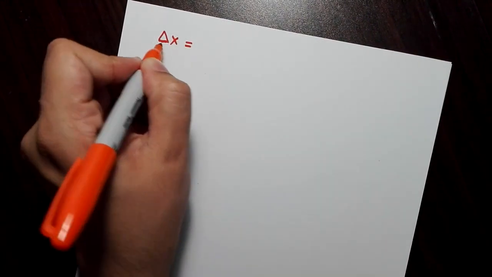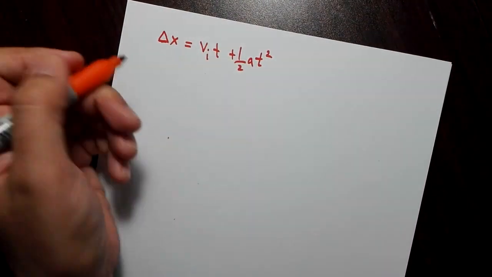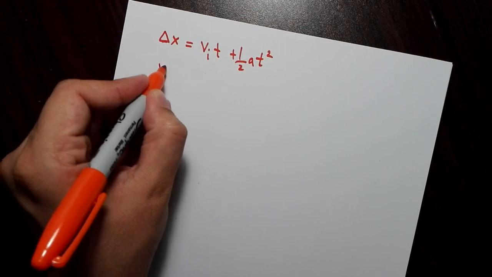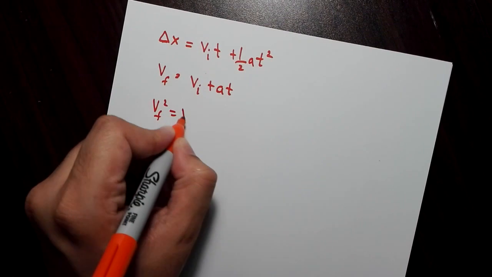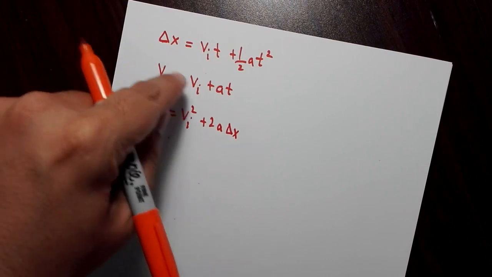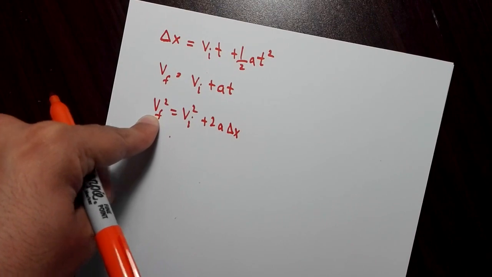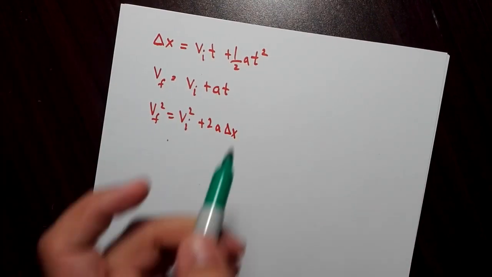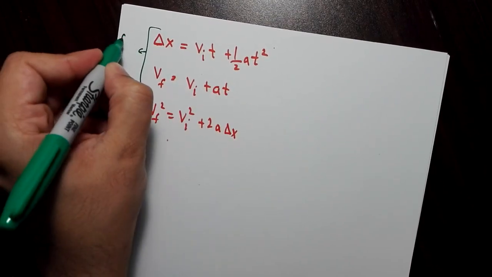So the equations, I'm quite sure you've seen these equations. So delta x equals v_i t plus half a t squared, and then v_f equals v_i plus a t, and then v_f squared equals v_i squared plus 2 a delta x. And you can derive this equation from these two. If you eliminate time, take time and plug it into this, you get this equation. So anyway, you can see that these equations are for constant acceleration.